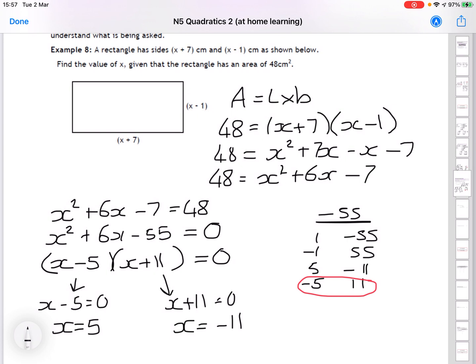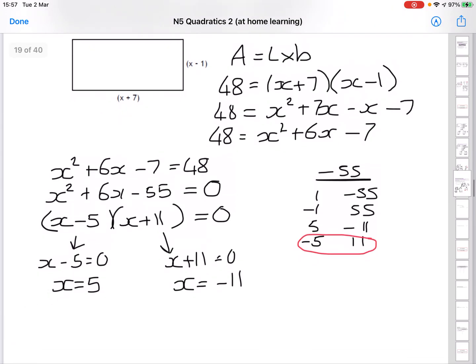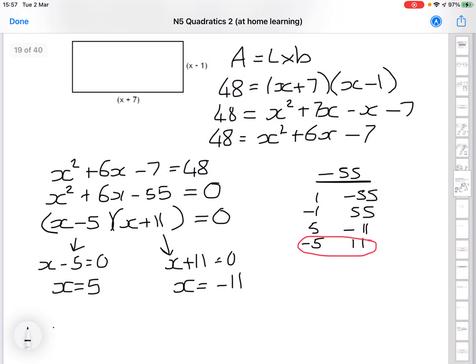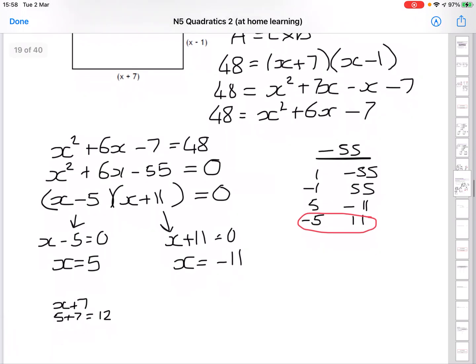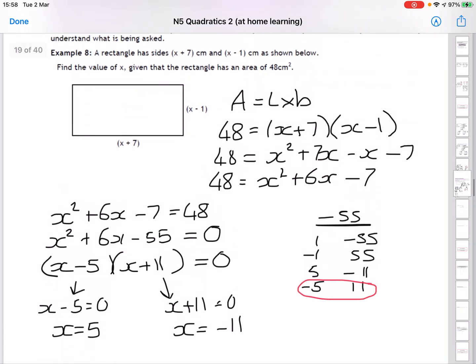Now, because this question was given to us in a context, we need to think about if our answers make sense as answers. So if we look at the x equals 5, first of all, if our length is x plus 7, that would then be 5 plus 7, so 12. That's fine. And for our breadth, we've got x minus 1. So x minus 1 would be 5 minus 1, so that would be 4. So we would have a length of 12 and a breadth of 4 centimetres.